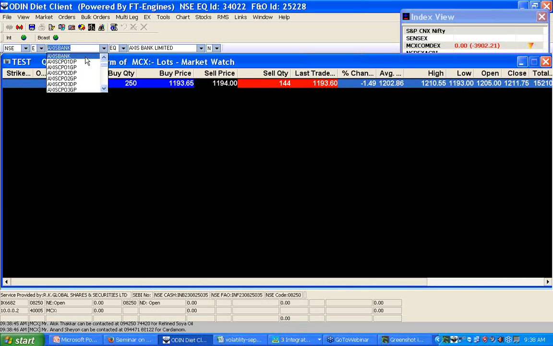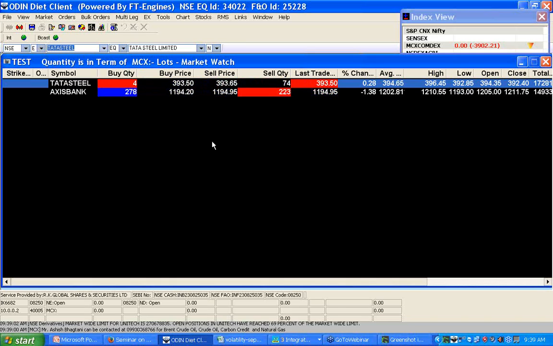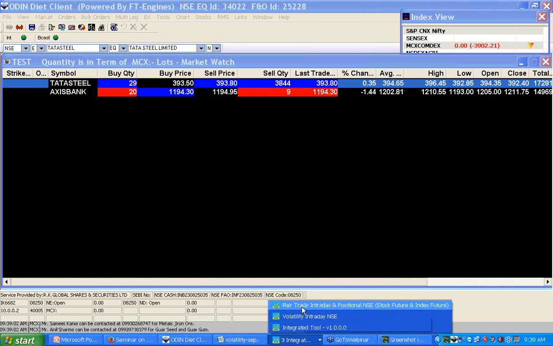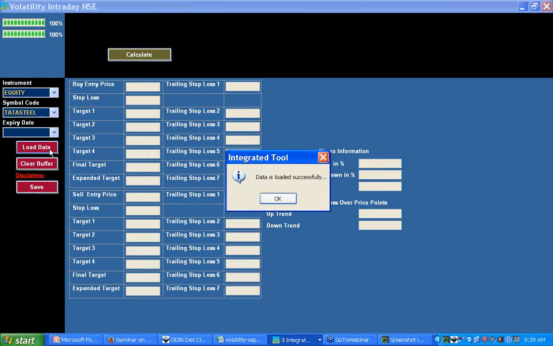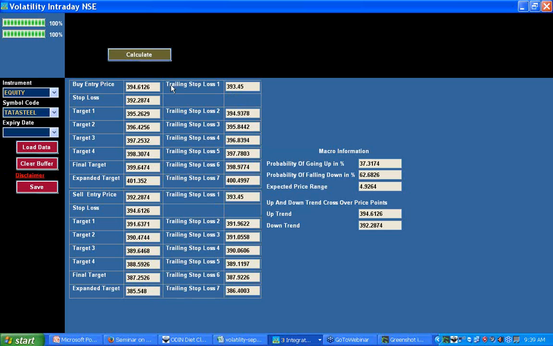Now same way, let me take another stock. It will be better if I can say Tata Steel Limited. So 393 it is currently. So let me take Tata Steel. Tata Steel, Tata Motors. Yes, Tata Steel has come. So you can also change the stock list.